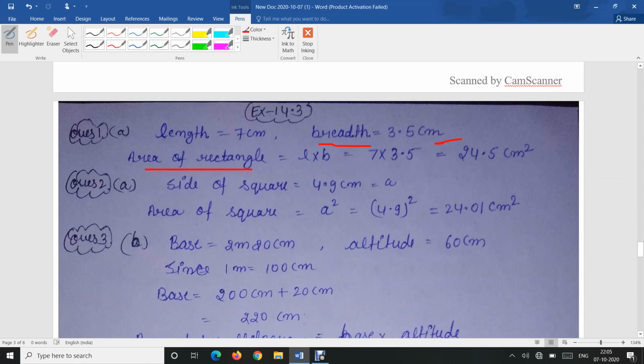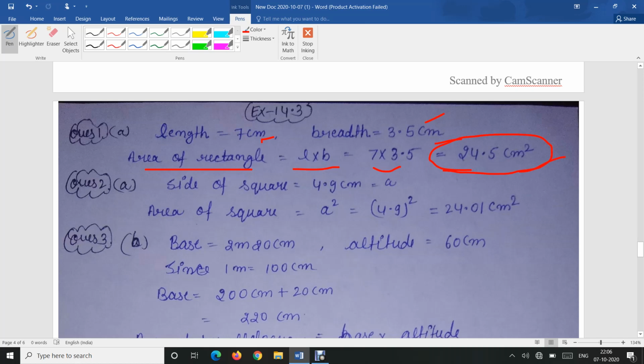So you can find out the area of the rectangle by applying the formula for the area of a rectangle, which is length multiplied by breadth. Length is 7 and breadth is 3.5. So, now you can multiply 7 with 3.5 and you get 24.5 centimeter square.